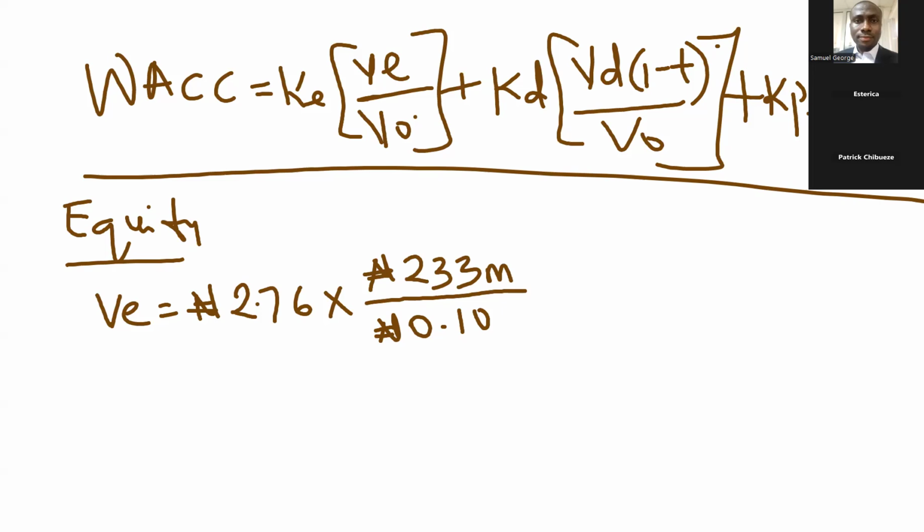What I'm trying to say is that before, they must have done 500 million naira divided by 50 million. That's how they got earnings per share. Do you understand?